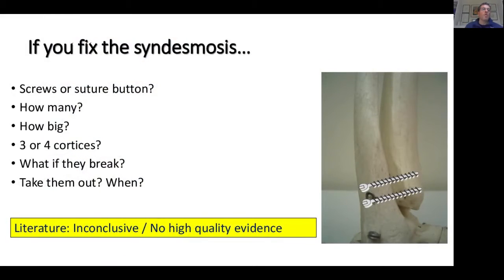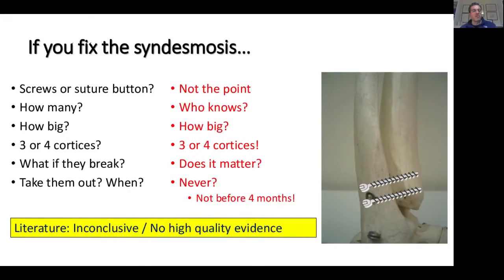Now, if you fix the syndesmosis, should you use screws or suture button? Well, looking at the literature, that's not the point. The point is, have you reduced the ankle? Have you done anything else right? How many screws? Who knows? How big should the screws be? 3 or 4 cortices? I would answer yes, 3 or 4 cortices.